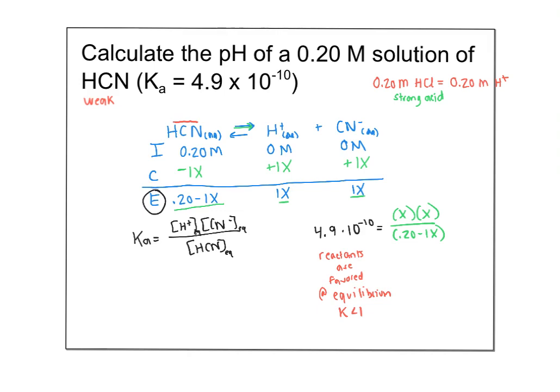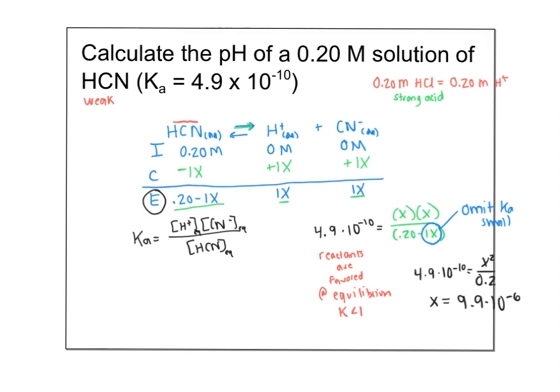Luckily, I can omit this guy because of the 5% rule. We'll check that later, because Ka is small. So let's reset up our equation then. We should get 4.9 times 10 to the negative 10th equals x squared over 0.2. I'm going to do a little algebra. So crisscross multiply, take the square root, and I get x is equal to 9.9 times 10 to the negative 6. What I mostly care about is plugging in x.